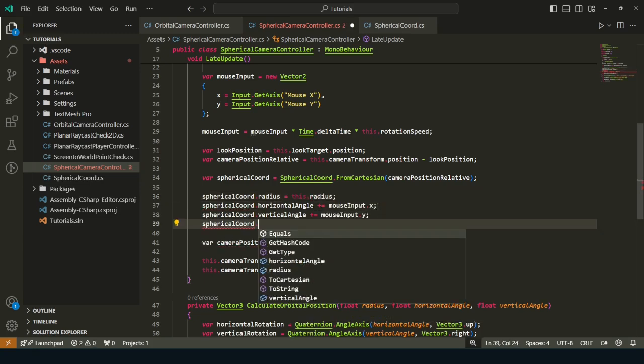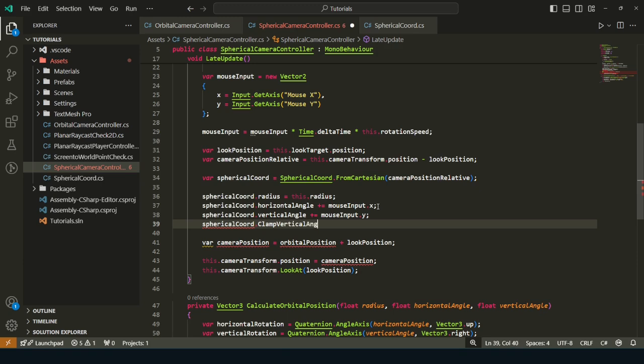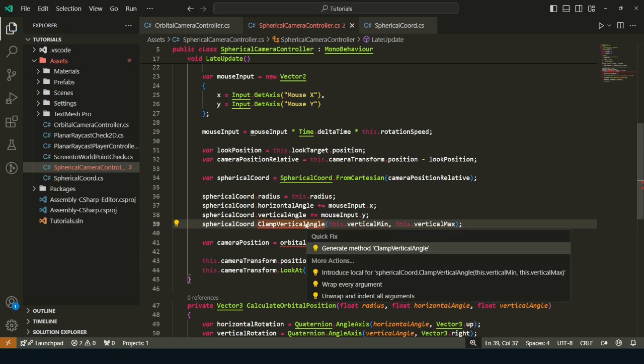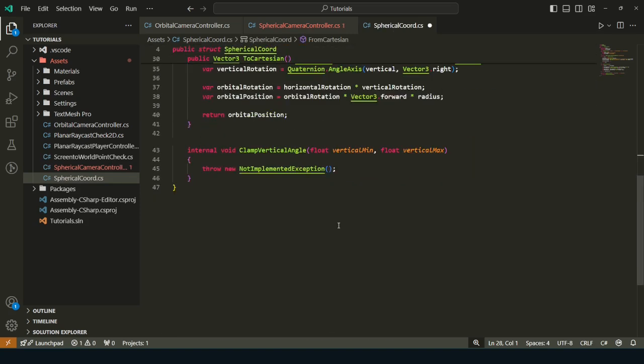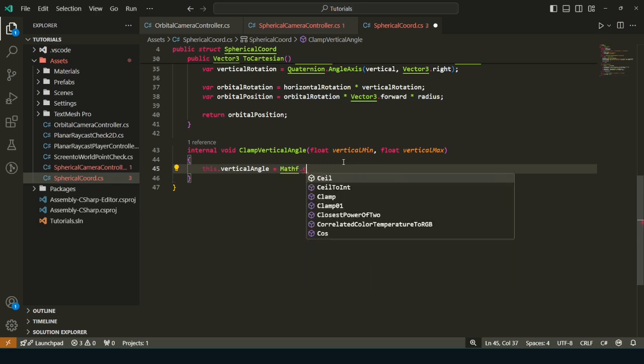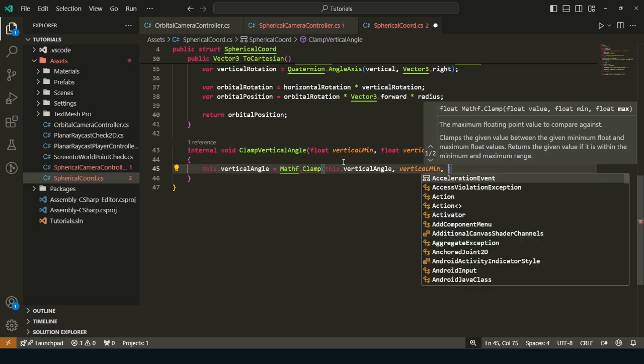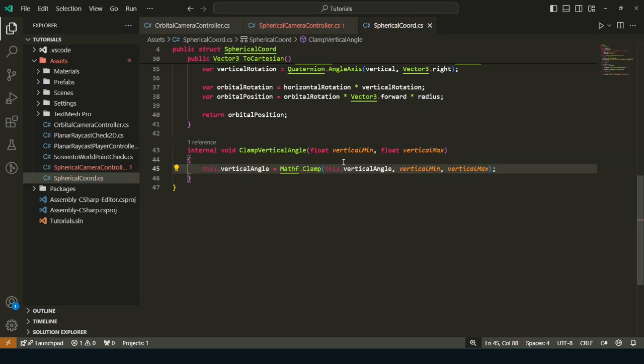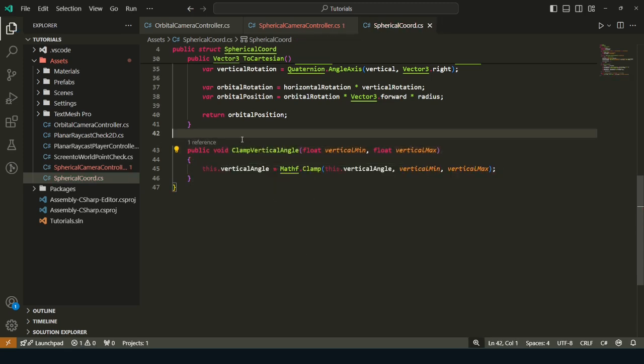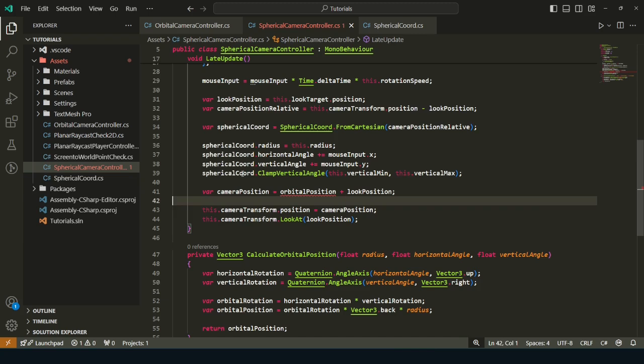And now we're going to add a new function, clamp vertical. And I want this to use vertical min and vertical max. Your editor should probably have some way of doing this. Go back into here. A vertical angle, clamp. Let's do a vertical angle, vertical min, vertical max. Okay, make this public because I don't like seeing internal if I'm not using sort of library or something. Okay, this should be fine. All right, we now have our spherical coord properly defined.